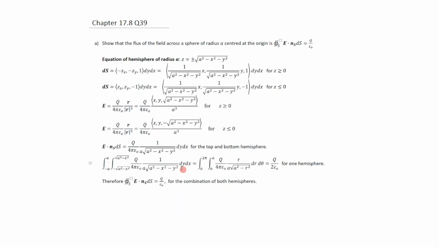So if you do this calculation for one of the hemispheres, you get q over 2 epsilon naught. But since the integrals for both are identical and you're interested in the full closed surface, you just take this result and multiply by 2. And so the closed surface integral of E dot n dS, which represents the total flux from that closed surface, is just q over epsilon naught. So more or less, we just proved the result above.